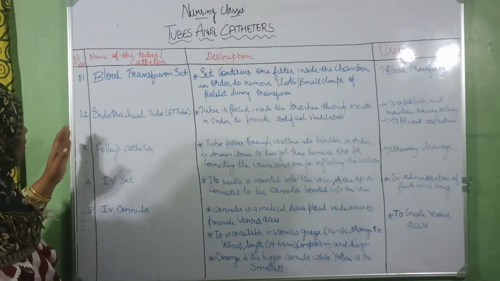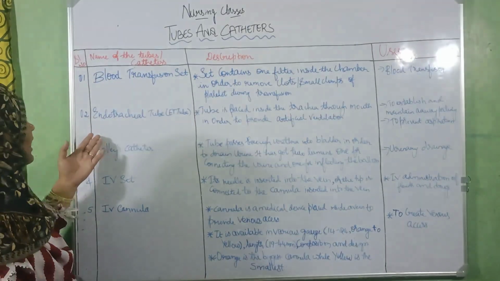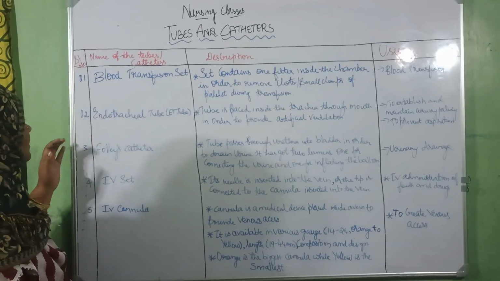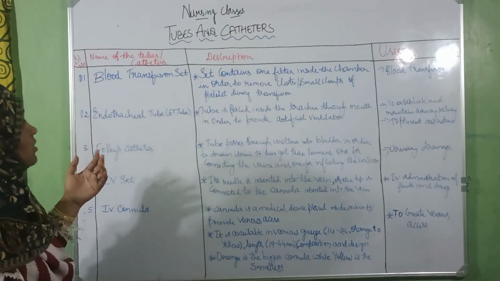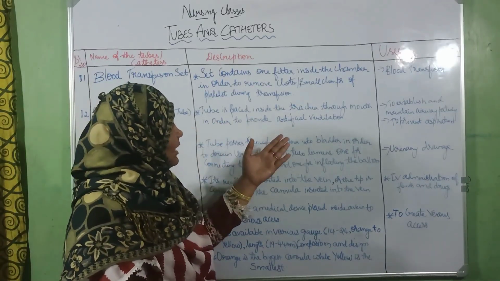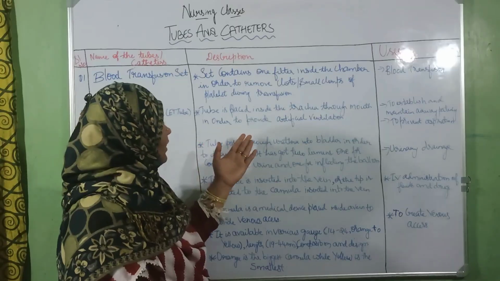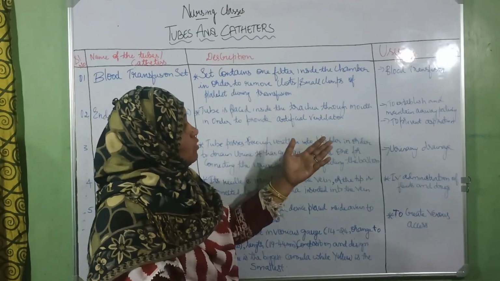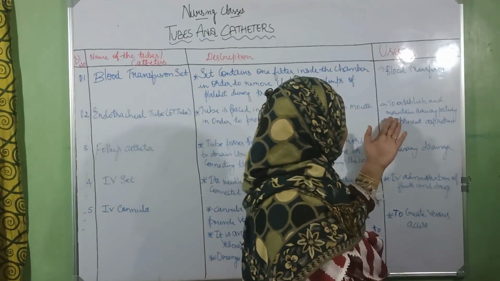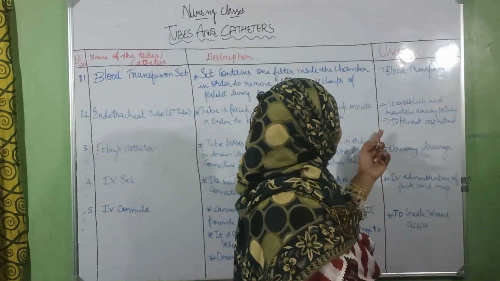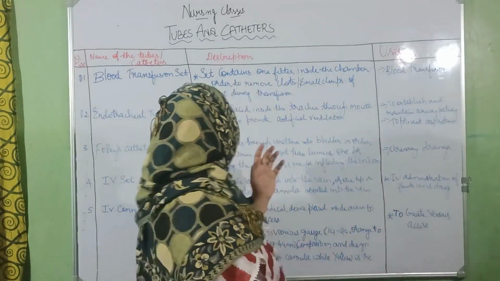So second is the endotracheal tube or the ET tube. As the name indicates, this is the tube which is inserted into the trachea. The tube is placed inside the trachea through the mouth in order to provide artificial ventilation. So what are the uses? To establish and maintain patent airway and to prevent aspiration.